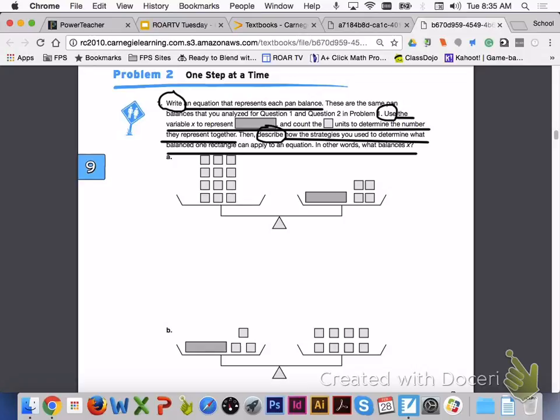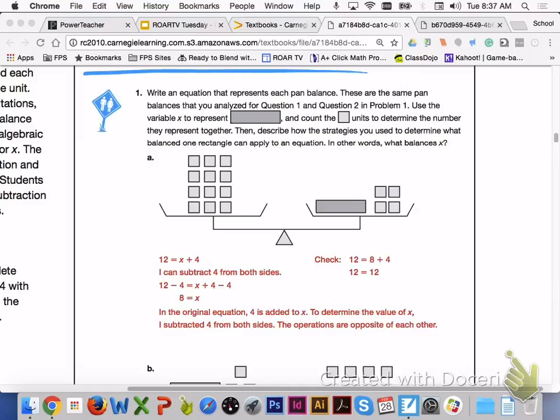Please turn to page 618, problem 2, one step at a time. Read the directions for number 1 and answer letters A and B with your group members. For number 1, letter A, my equation is going to be 12 is equal to x plus 4. I know that I can subtract 4 from both sides in order to determine the value of x. 12 minus 4 is going to equal 8. So x is equal to 8.